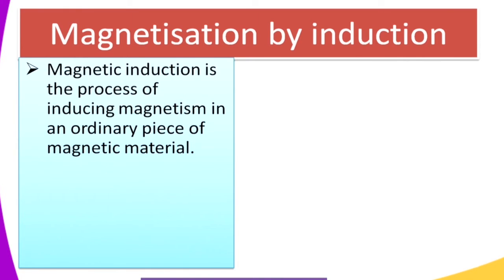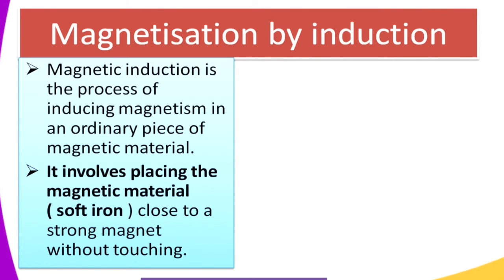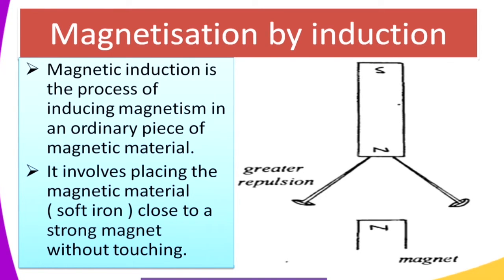Now, what about this? Induction involves placing magnetic material, and this magnetic material should be soft iron, close to a strong magnet without touching. The two materials ought not to touch for them to acquire magnetic property. Now, this is an example of induction. These pins have acquired north poles at their ends by induction, so that when you bring another bar magnet close to them, they repel, meaning that they've been magnetized by induction.